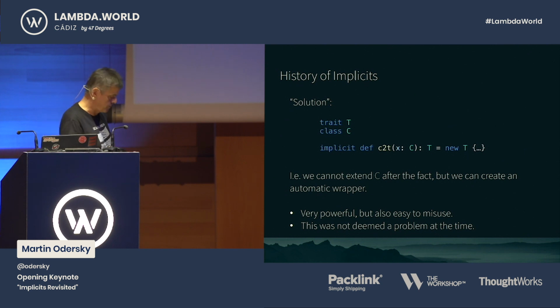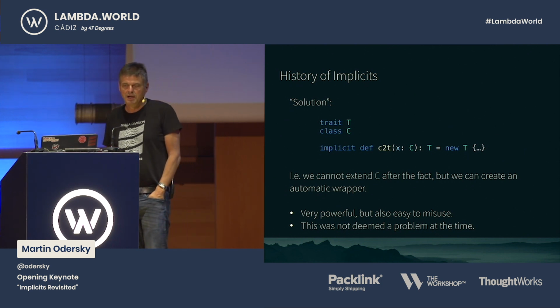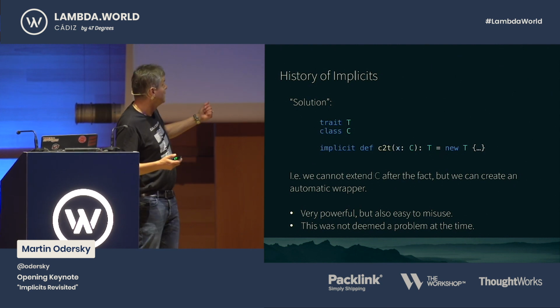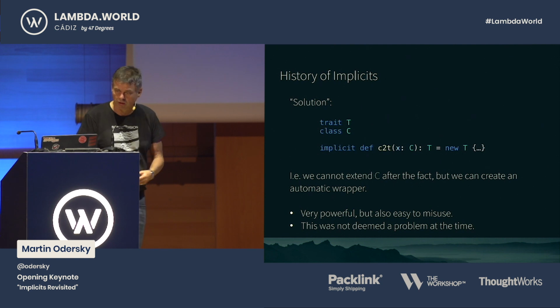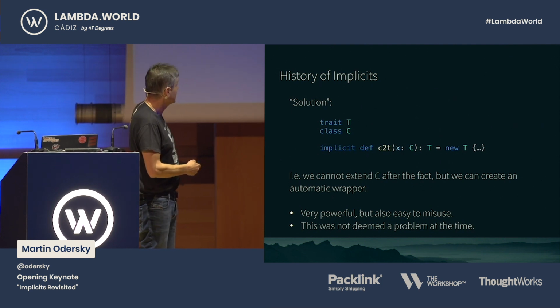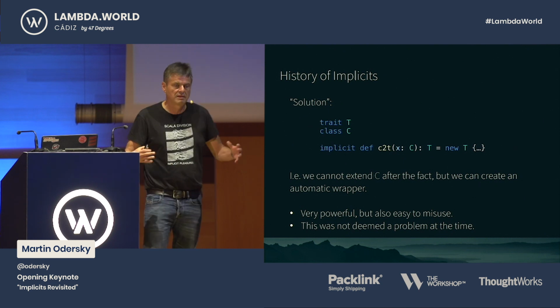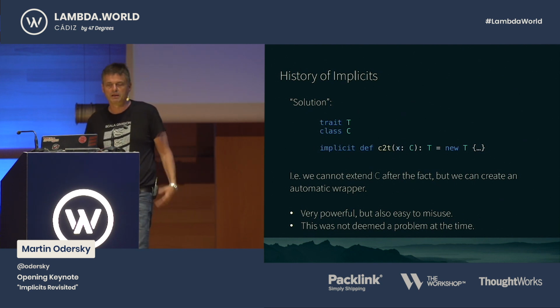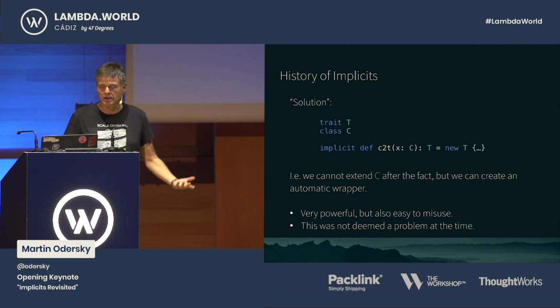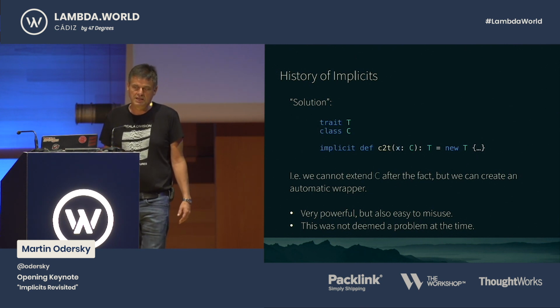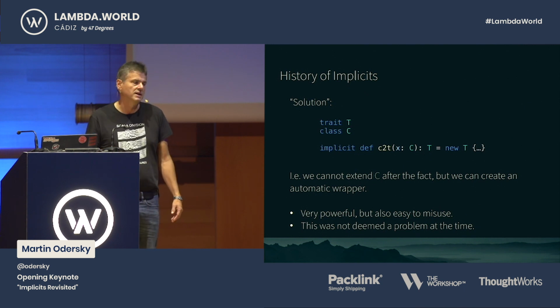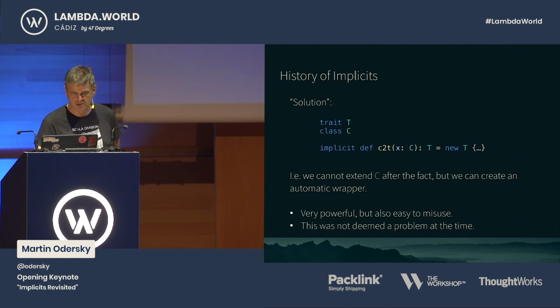So I came up with a pseudo solution, in quotes. Well, we can't really make C extend T after the fact, but we can implement an automatic wrapper conversion, and that's how implicit conversions were born. Here we have a function, C to T, that takes a C, gives me back a T, and it just creates a new T with the right method implementations. By virtue of the keyword implicit, the conversion is applied automatically. The compiler will apply it if a method of T is demanded, but a value of class C is found. This, as you can imagine, is very powerful. It's also easy to abuse, but hey, with 10 users, who cares? At the time, that wasn't really a major concern.